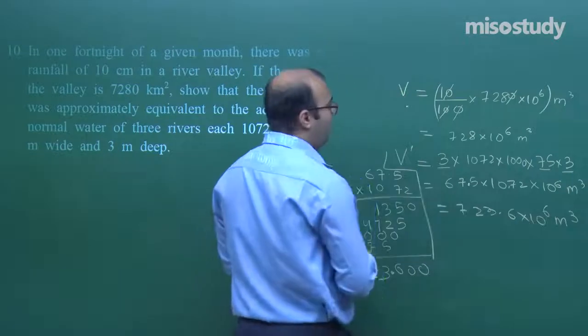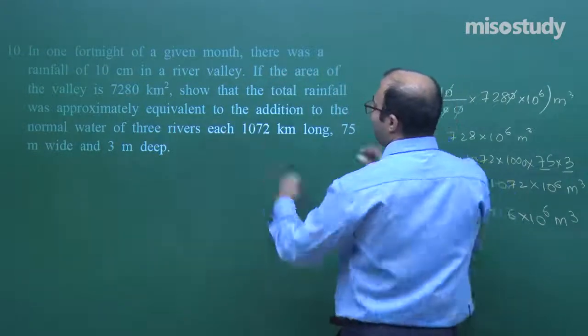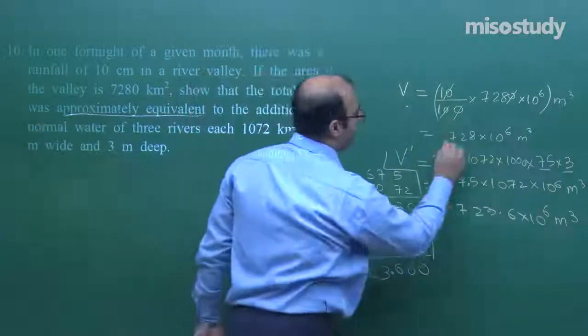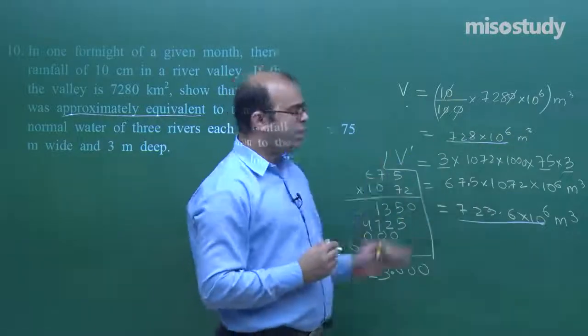So, we can say, yeah, that the volume of water is approximately, as they are saying, approximately equal. So, we can say, yeah, this value and this value is approximately equal. So, the volume is approximately same.